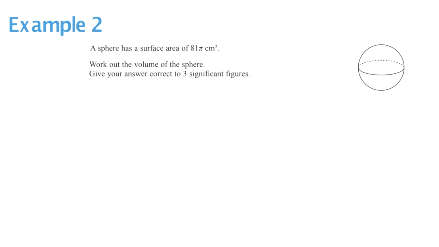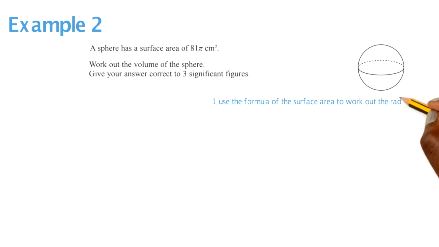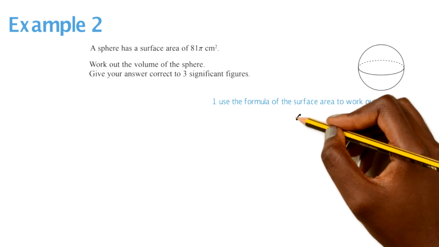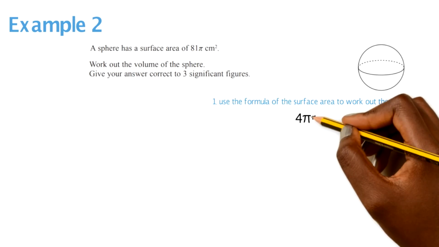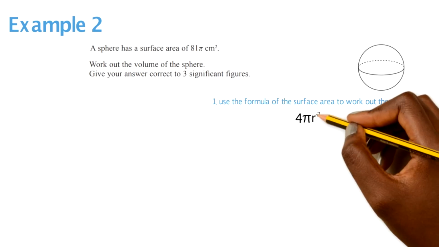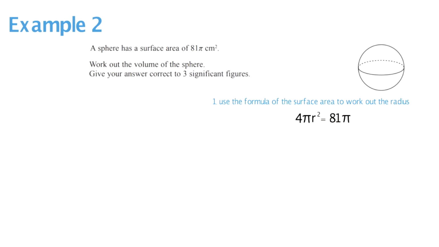Example 2. So here we have to work out the volume of a sphere, right, which was 4/3 pi r cubed. So we're just going to literally put the values into the formula. But first of all, we need to work out what the radius is because they haven't given it to us. So we can work that out from the equation of the surface area, which they've given as 81 pi. So first of all, it's 4 pi r squared is equal to 81 pi.